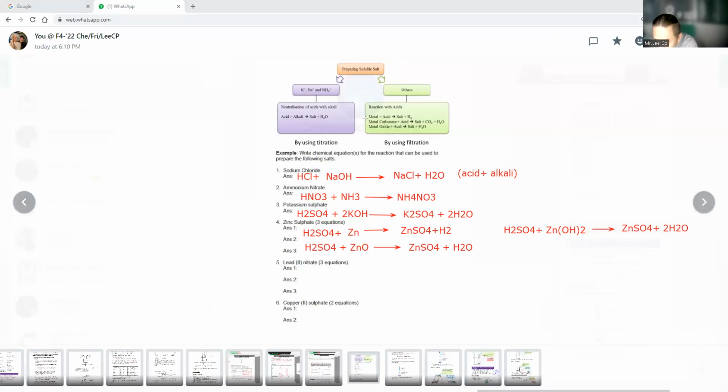It's the carbonate one. Zinc carbonate plus H2SO4. They asked me to write 3, but never mind, I write this one and then I don't write others. We go straight away to some exercise, okay? H2SO4 plus ZnCO3. Zinc is 2 plus, CO3 is 2 minus, okay, no problem.